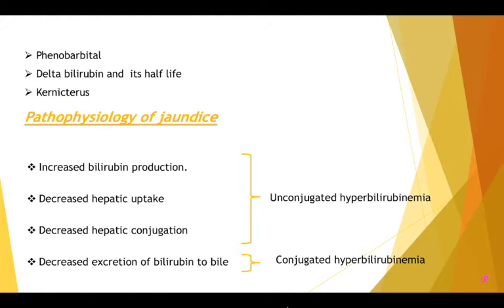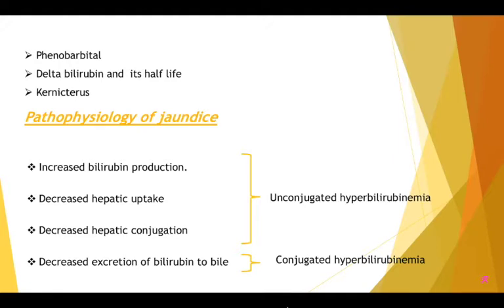Next is delta bilirubin and its half-life. So what is delta bilirubin? Delta bilirubin is a complex of albumin and conjugated bilirubin. Okay. So in the liver, we know that conjugated bilirubin is produced, and before the conjugation, another process is taking place. What is that? It is the dissociation of albumin from the unconjugated bilirubin. After that only it is getting converted into conjugated.